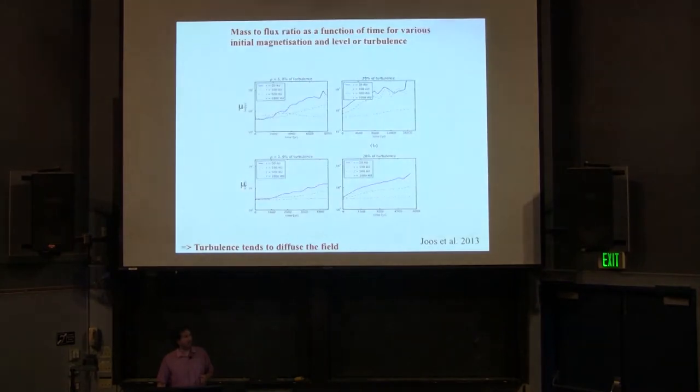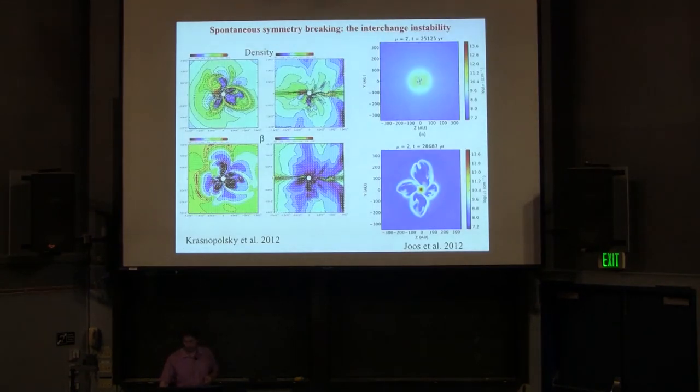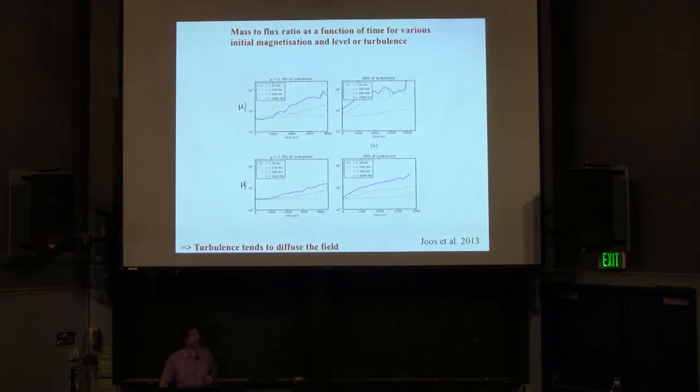Can you also, on that plot, explain the titles, 20% of turbulence or 5%? That's the initial turbulent energy versus gravitational energy. Oh, so actually, you could, I think, probably justify it when you go up to. Sorry? We could go up, you mean? Yeah, I mean, that was the parameter studies, and we also.